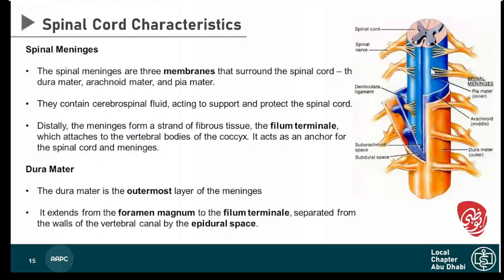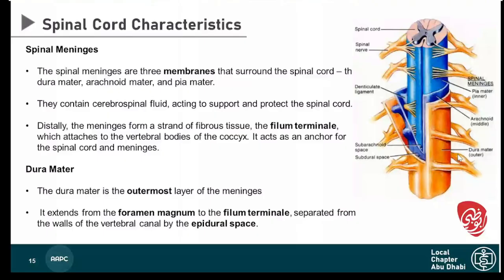The outer layer is known as dura mater, the middle layer is known as arachnoid mater, and the inner layer is known as pia mater. Okay, so what is dura mater? Dura mater is the outermost layer.